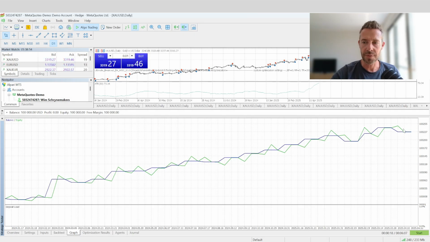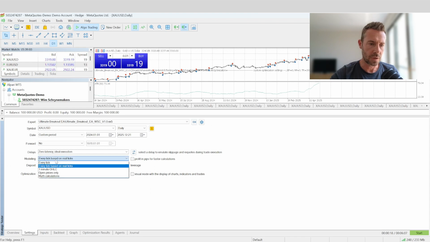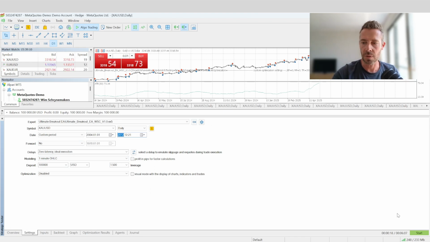All right, so here we have the real ticks test of that strategy, and it does look very good indeed. So this one looks like a keeper. I'm just going to do the out of sample from 2004 till 2012 just to confirm, but I have no doubts, to be honest.